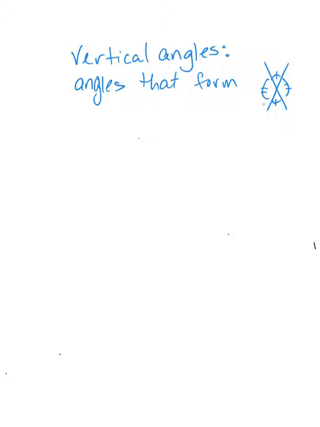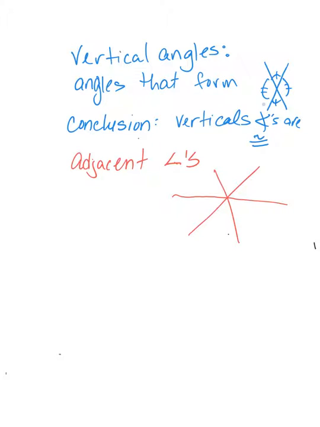So vertical angles are angles that form an X, and they're the ones opposite each other on that X. And the conclusion you can always make is that vertical angles are congruent. My definition for adjacent angles is angles that share a side. Okay? So this guy here and this guy here are adjacent.